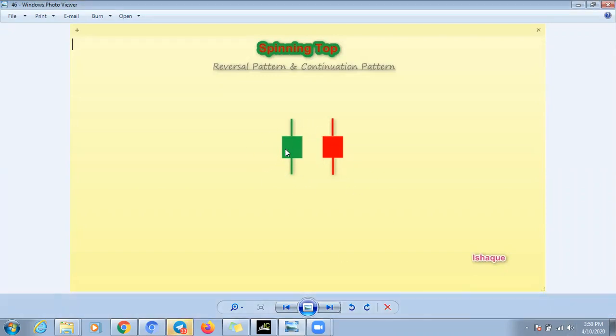When a spinning top appears in the market, it can change the direction of the market, and it can also continue the trend. Both are possible signs, but how can we recognize which will be the reversal pattern and which will be the continuation pattern? We will learn that in the next slides. But before going to the next slide, let's understand the levels of the spinning top.